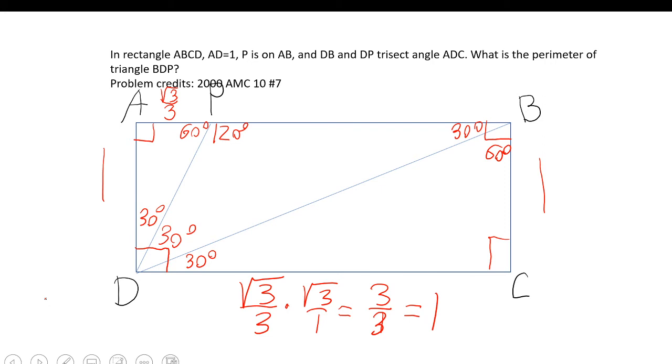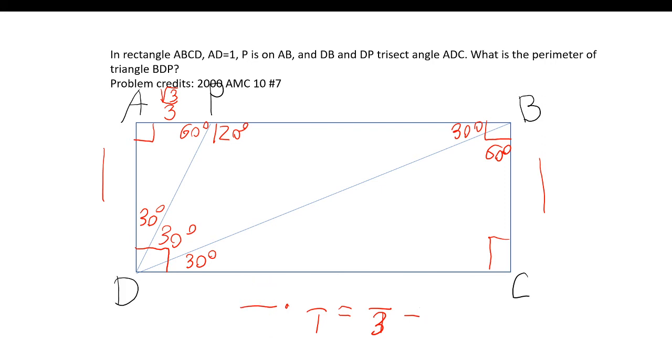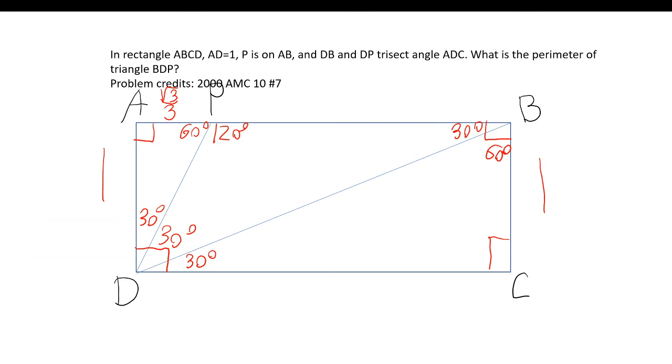Alright, now let's use our eraser and erase some computations that we did. Moving on. Let's try to find this hypotenuse right here. We know that this is double this, so this has to be 2 times the square root of 3 over 3. Right? That's what it has to be. Now we've figured out the lengths of this triangle.